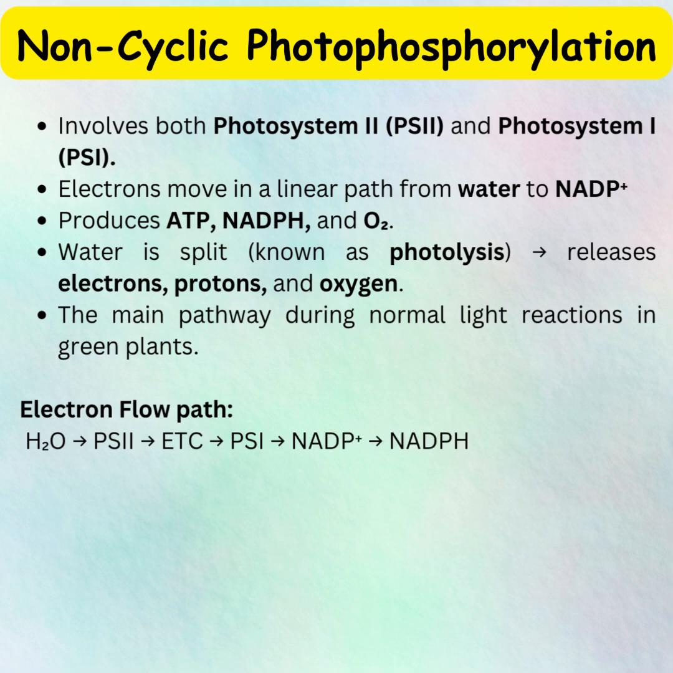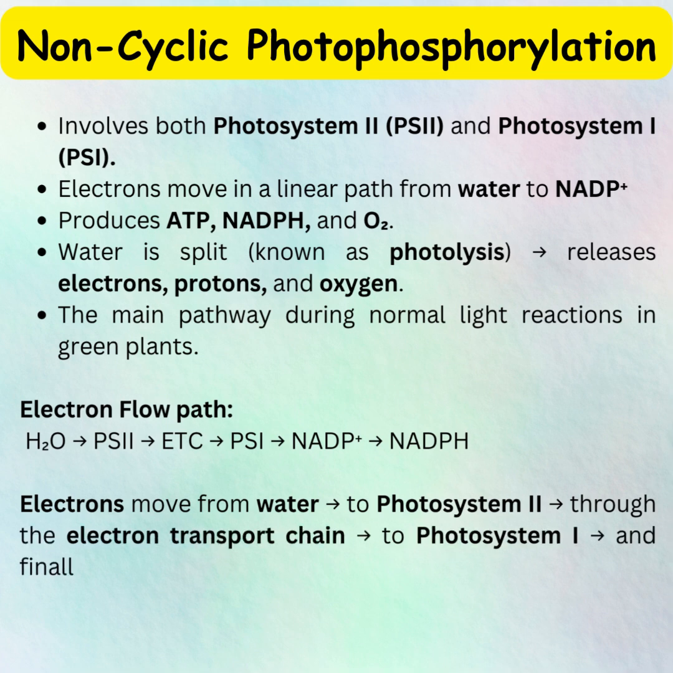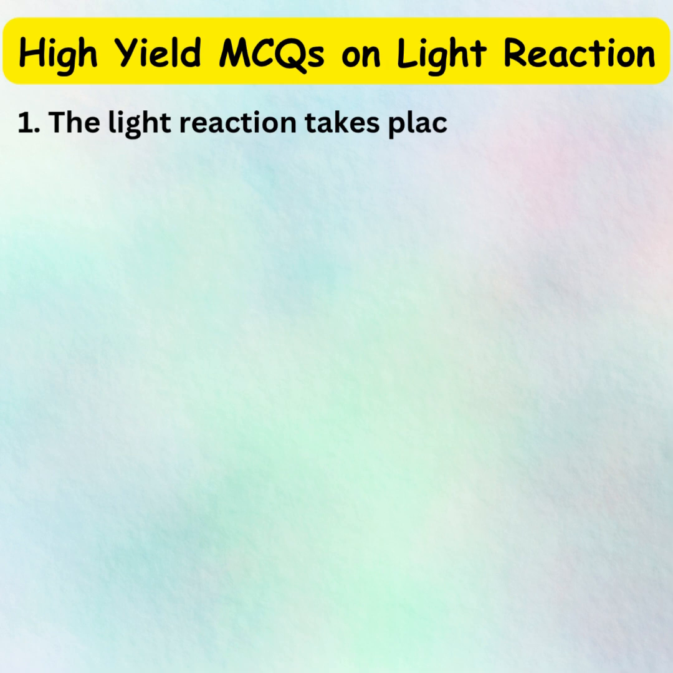Now we will discuss the path of electron flow. Electrons move from water to photosystem 2, through the electron transport chain, to photosystem 1, and finally to NADP+, forming NADPH. Here are some high-yield MCQs on light reaction.